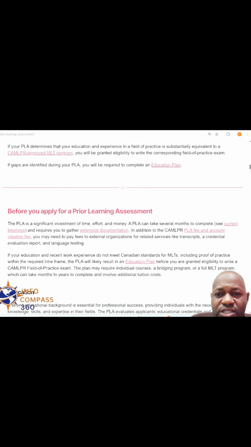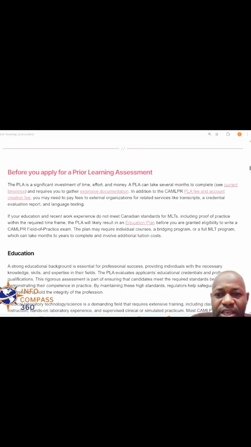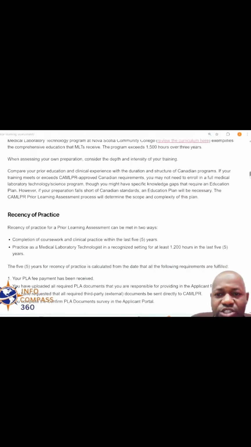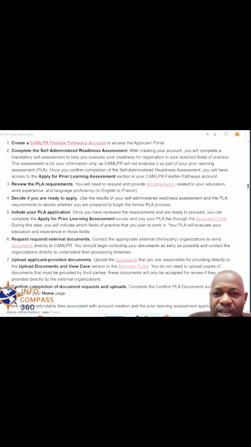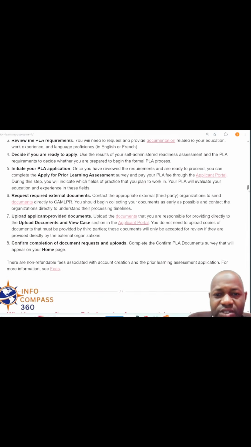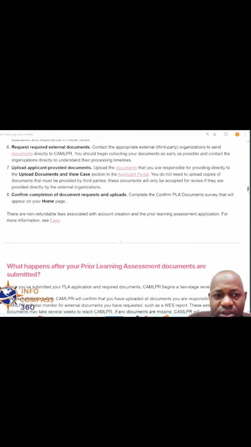Then what are the things you need to do before you apply for the PLA? Your education, your recency of practice. You need to look at the flexible pathway and create an account. And these are kind of like the 8 steps that you need to take in order to get done with the whole PLA process.